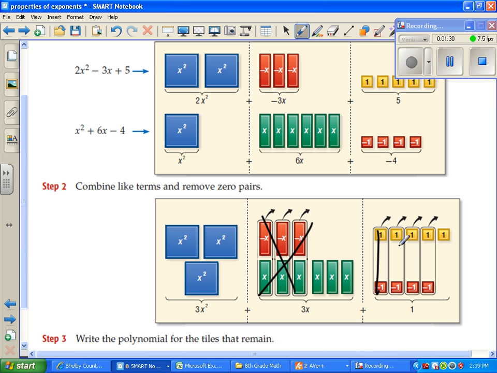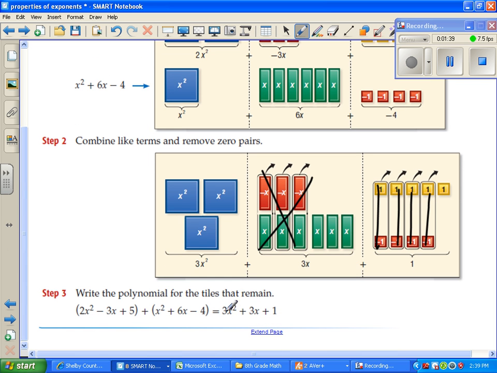And then over here, how many pairs vanish? 4. So I'm left with 1. So then the following is what you have as your final answer: 3x squared plus 3x plus 1.